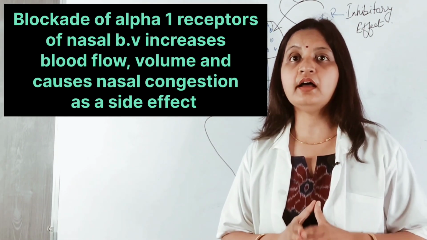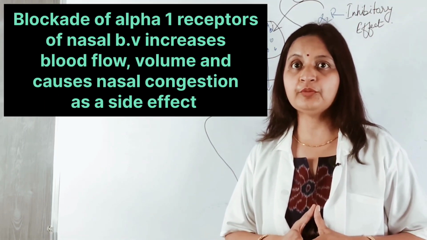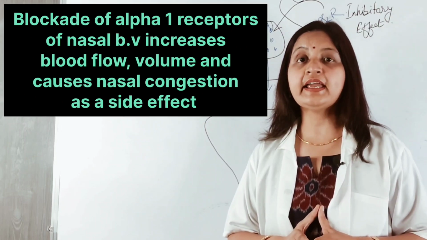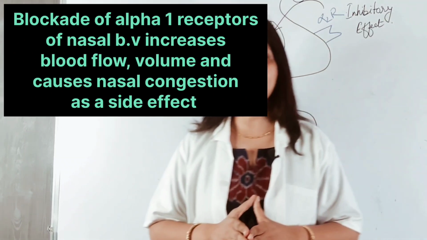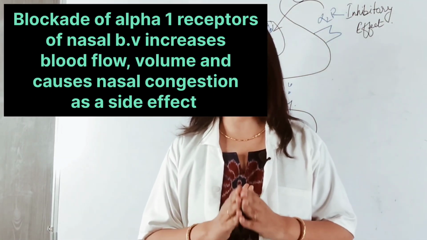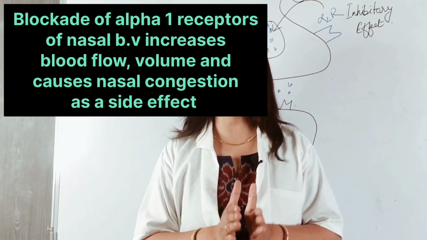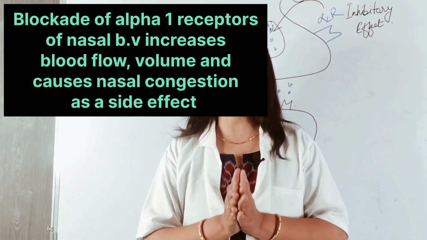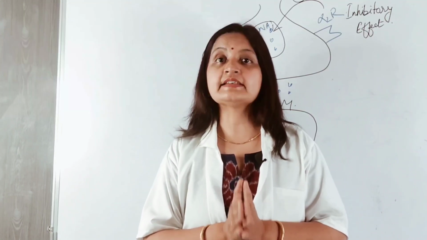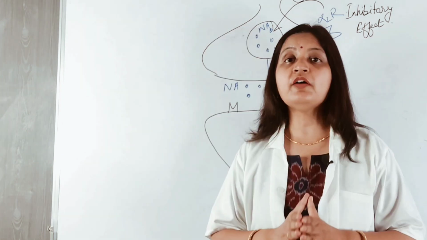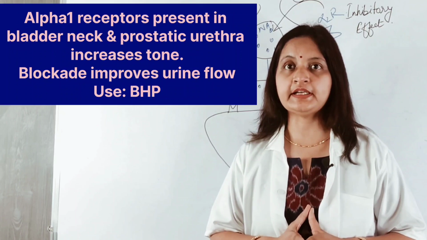In nasal mucosa, constriction of the blood vessels decreases the blood flow, the blood volume to the mucosa, resulting in shrinkage of the nasal mucosa. So by blocking these receptors, dilatation of blood vessels increases, blood flow increases, the blood volume increases, and this can lead to congestion of the nasal mucosa and leading to a side effect, that is nasal stuffiness.